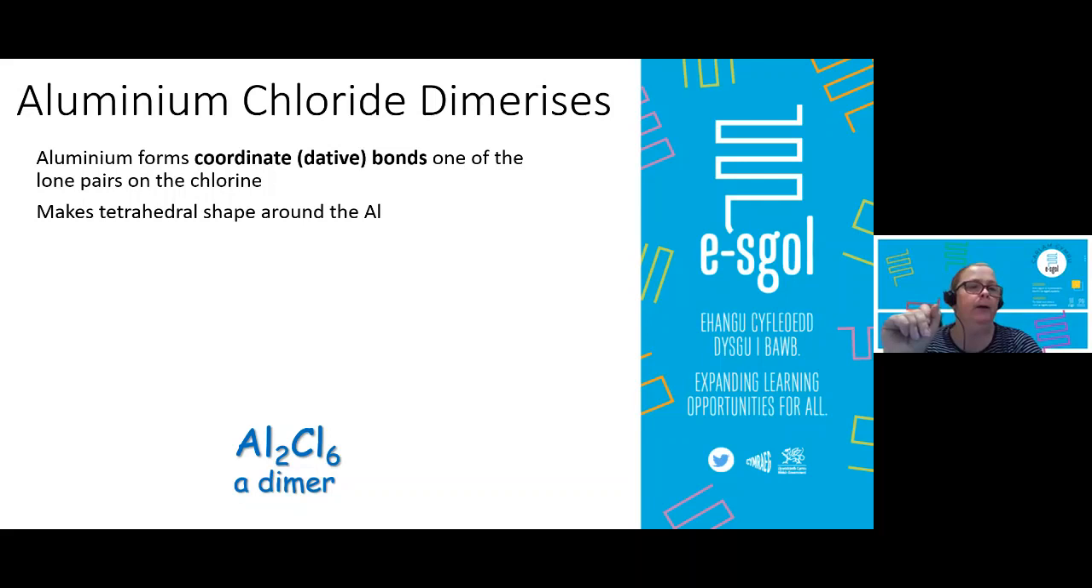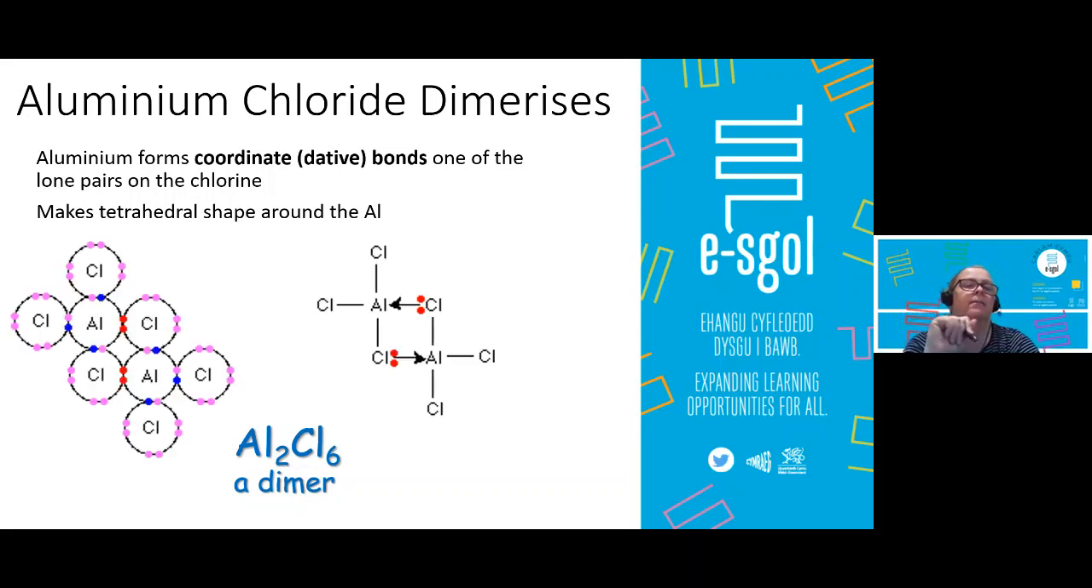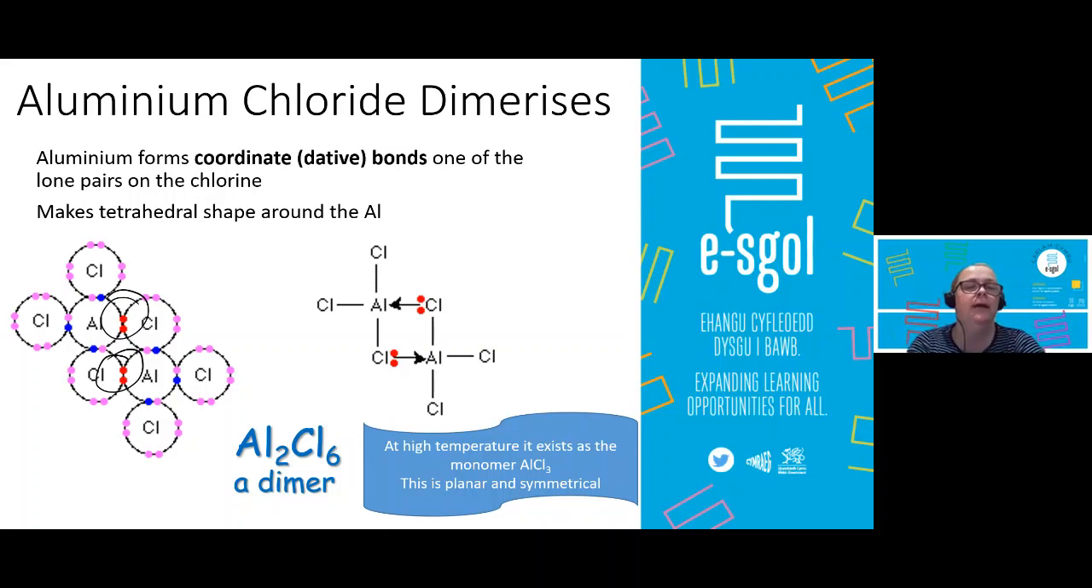So 2 AlCl3s will bond together, but this is what I need you to focus on: in each case there is a dative or coordinate bond being offered by one of the chlorines on each monomer. You need to be very careful when you're representing dative or coordinate bonds, and you need to show it as an arrow. It is worth noting very briefly though that aluminium chloride can exhibit its structure of AlCl3, but this is only really present at very elevated temperatures.